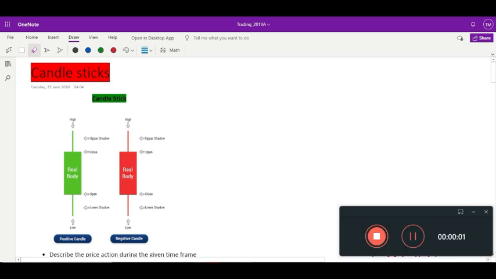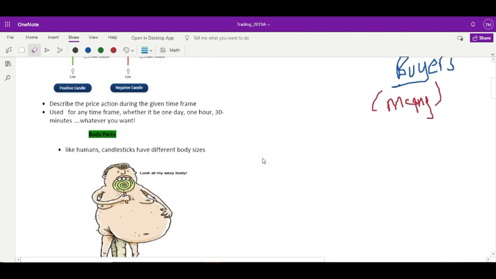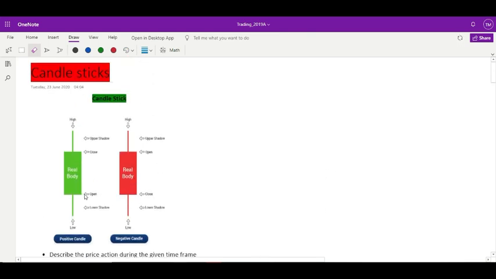Hi everyone, welcome to our next slide, which is candlesticks. So here we'll be learning about candlesticks, right? These tiny little things, I will show you these things. So this is what we call a candlestick.